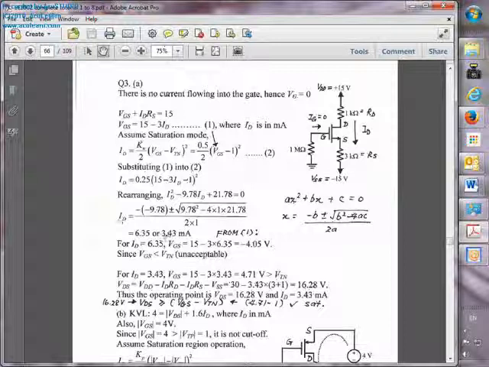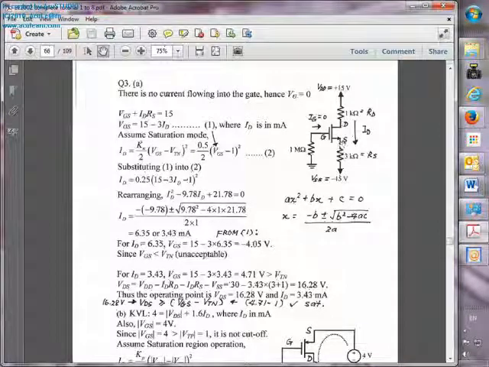Let's try ID equal to 3.43 milliamp. The same method, substitute it into equation 1, obtain VGS. It is 4.71. As this VGS is larger than VTN, which is 1 volt, it is acceptable and is on. Let's find the voltage VDS so that we can check the operation region of this transistor.